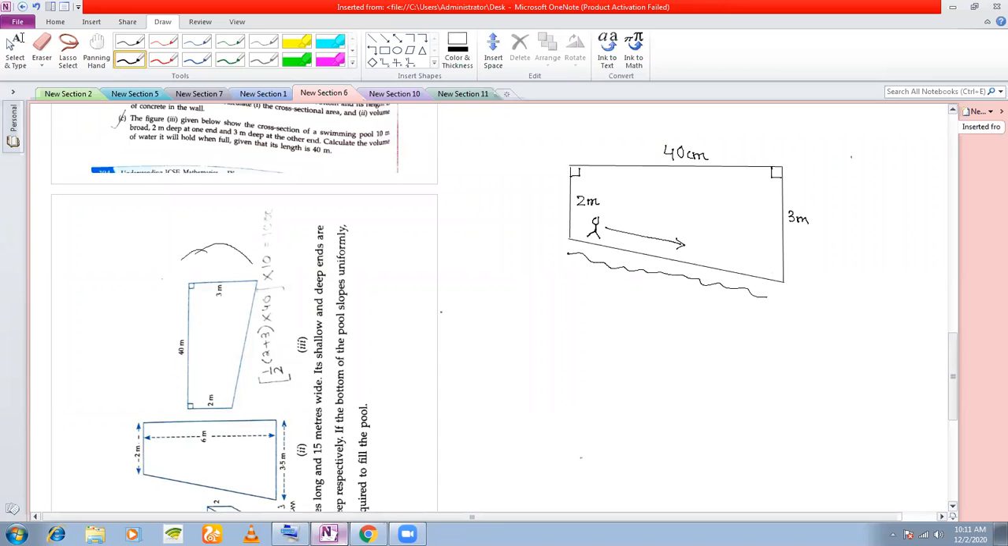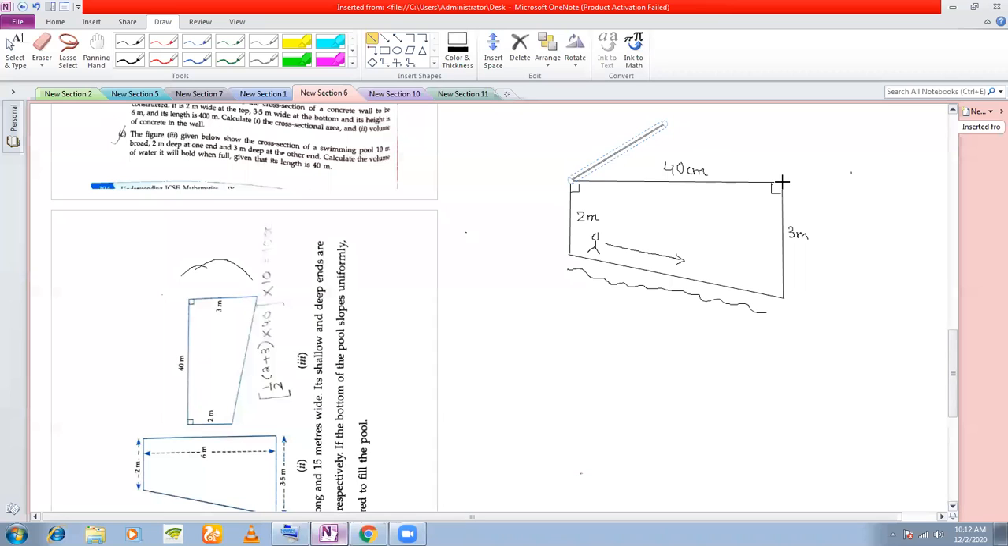Now let us see what is given. The figure below shows the cross section of a swimming pool 10 meters broad. What do you mean by 10 meters broad? Is the 10-meter measurement given here in the figure? No, it is not given. 10 meters broad means that the swimming pool has this kind of a length. It looks something like this, say. The swimming pool looks something like this. Understood?